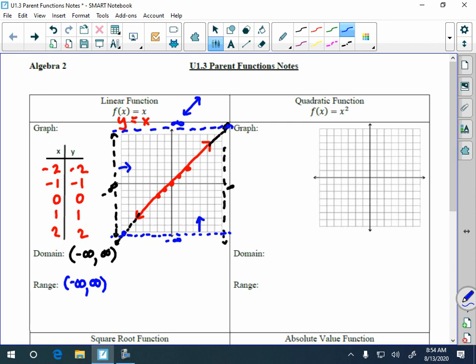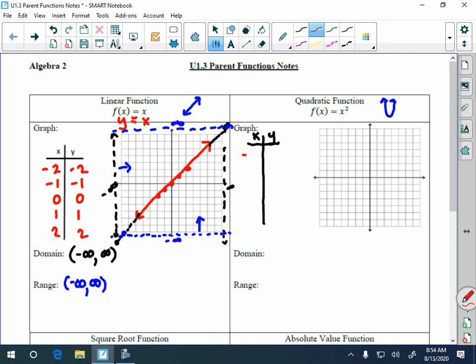All right, so moving on to quadratics. A quadratic function has the shape of a U. It's a U shape. Right? So then when we make our xy table again, see how this shape comes out.